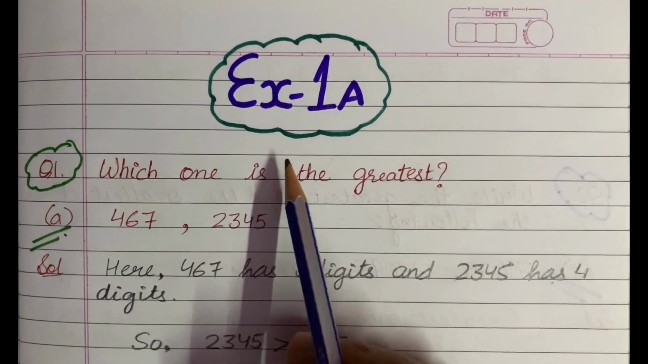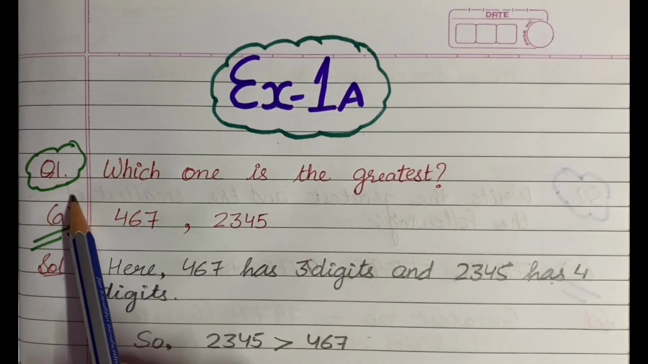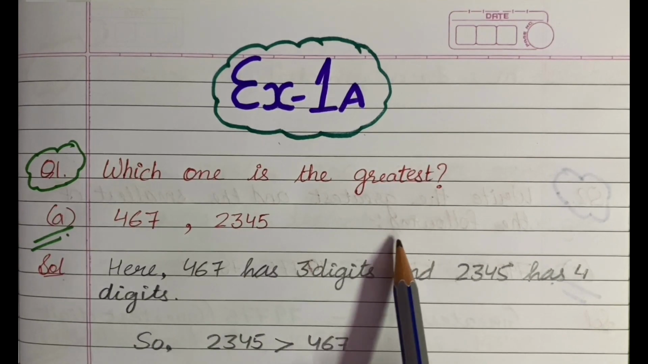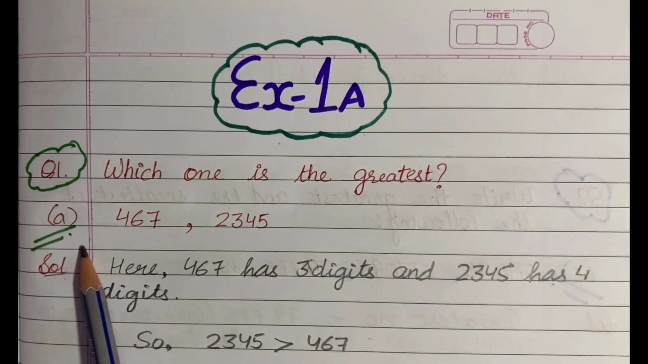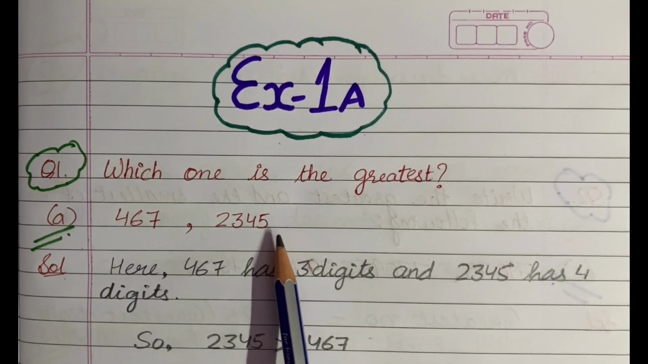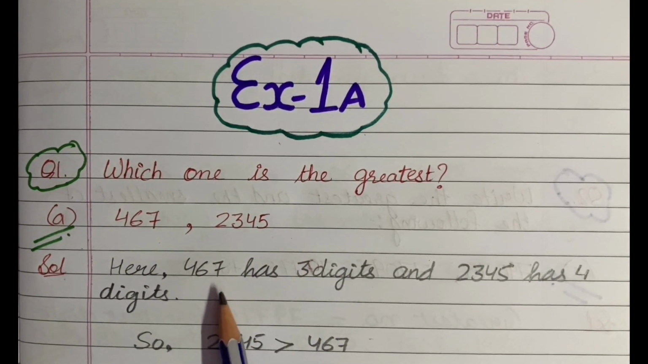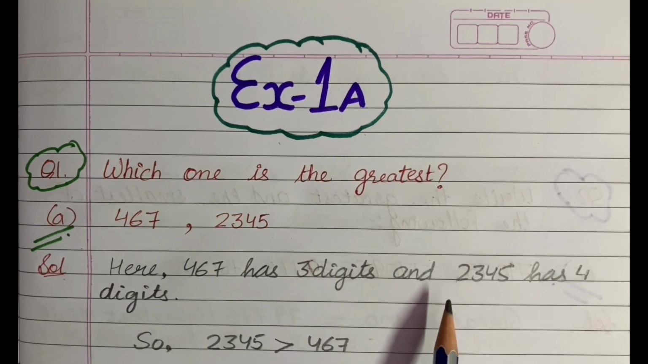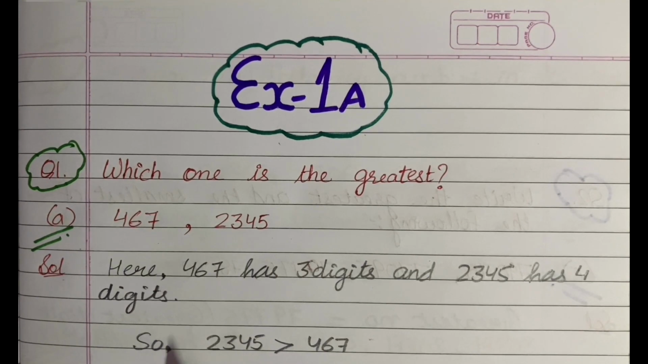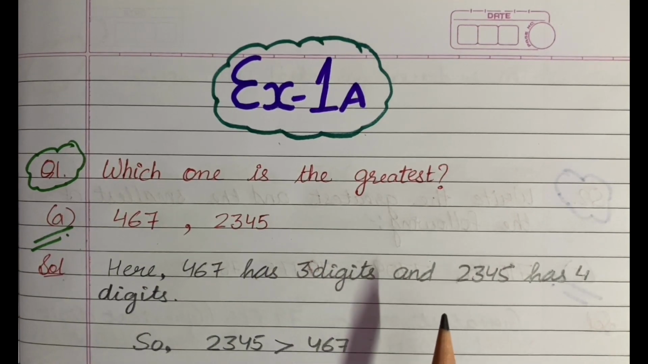Now exercise 1A, question number 1 says, which one is the greatest? Greatest means bigger, and part A says 467 or 2345. Here 467 has 3 digits and 2345 has 4 digits. So 2345 is greater than 467 since 4 is greater than 3. Hopefully this part is clear to you.